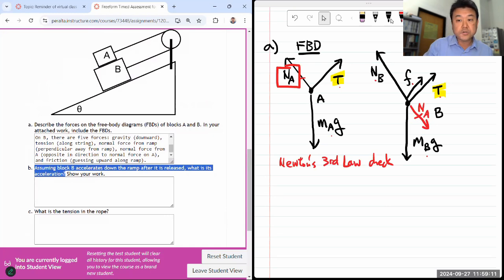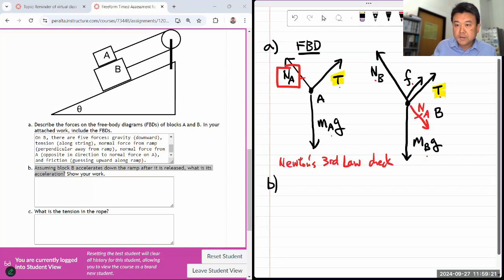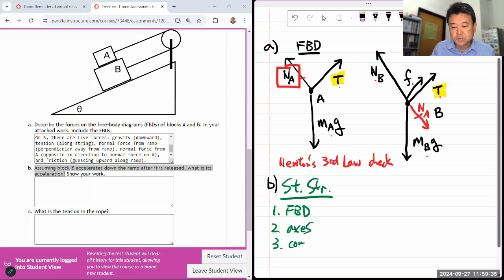So you need to go through the rest of the standard strategy. Let me just spell out the standard strategy steps. Your standard strategy steps are: 1, free body diagram, I'm just abbreviating it. 2, you have to draw axes. 3, you have to break forces into components. 4, you need to write down net force is equal to mass times acceleration.